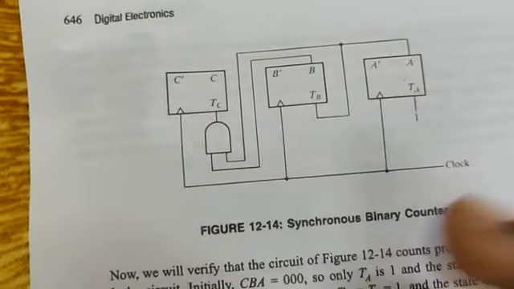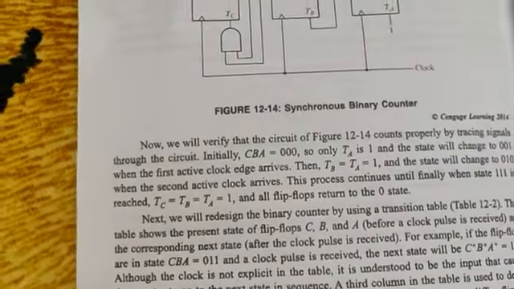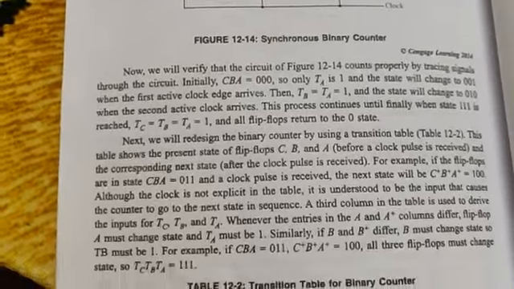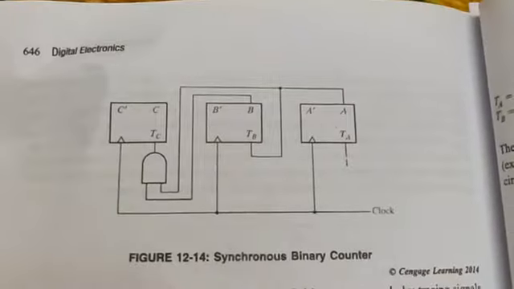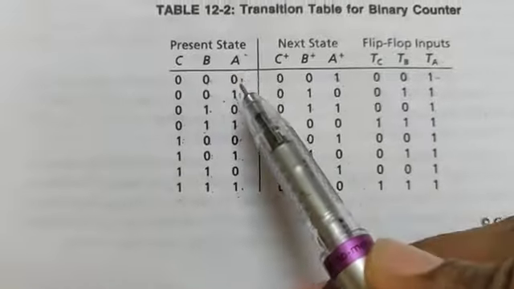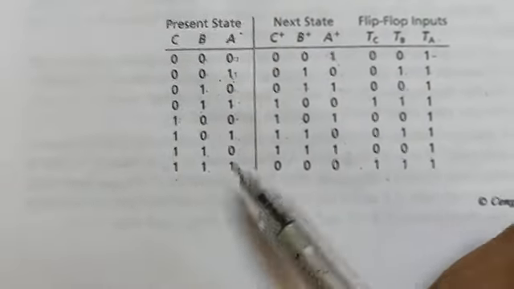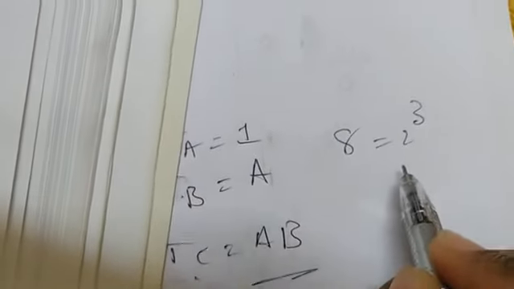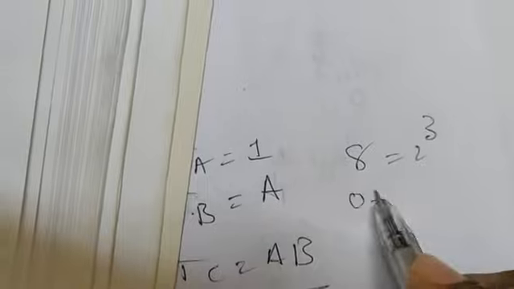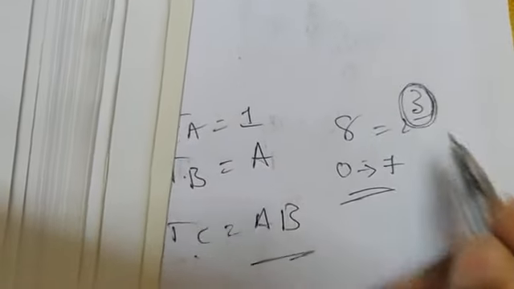This is a 3-bit binary counter. Why is it a 3-bit binary counter? Why are you supposed to use 3 flip-flops? Because look at this, it is supposed to display from 0 to 7. So 0 to 7 means nothing but 8, that is 2 to the power of 3. It should start from 0 to 7. So you need 3 flip-flops.